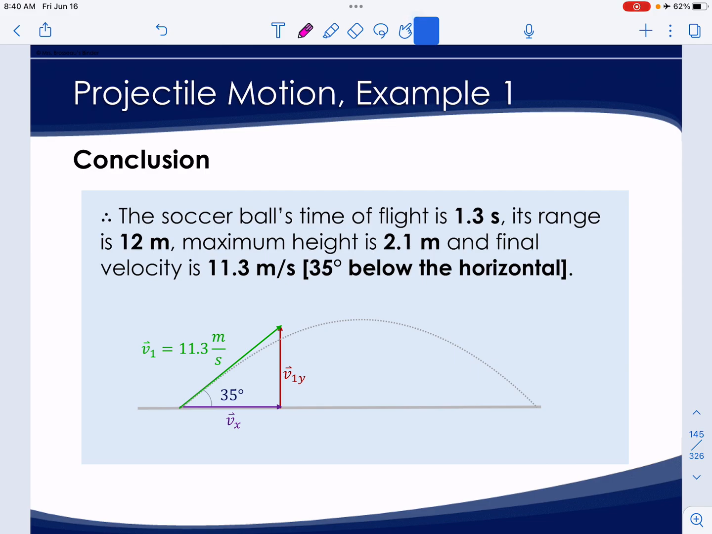So the soccer ball's time of flight is 1.3 seconds. The range is 12 meters, and the maximum height is 2.1 meters. And the final velocity is 11.3 meters per second, 35 degrees below the horizontal.